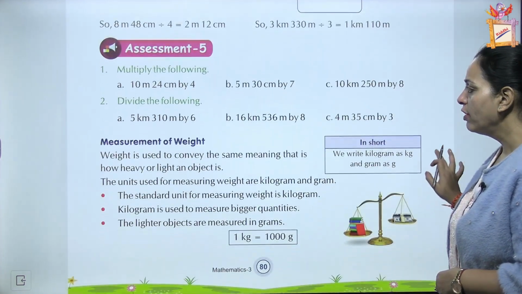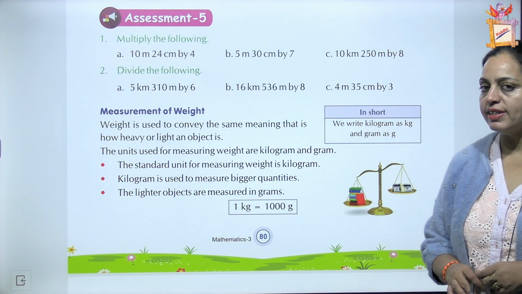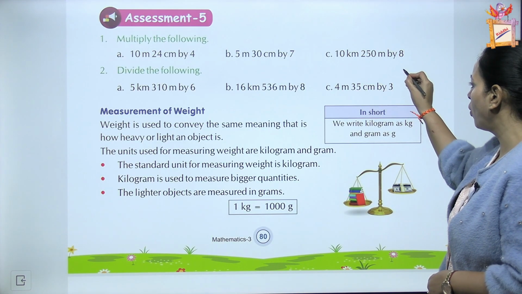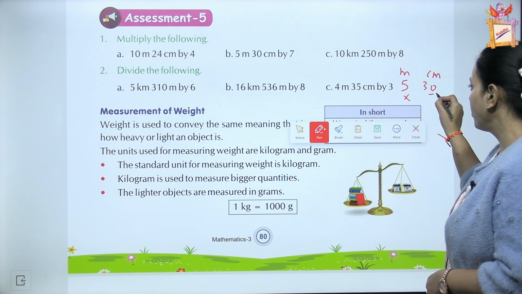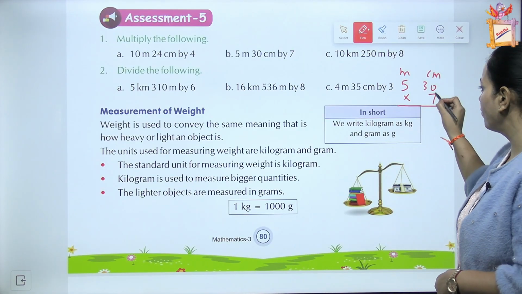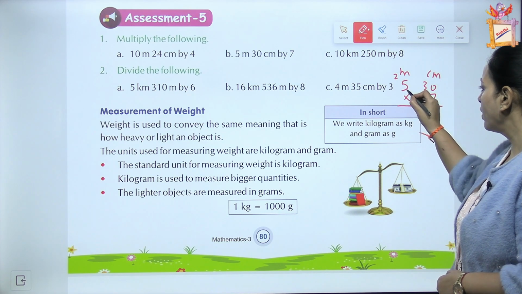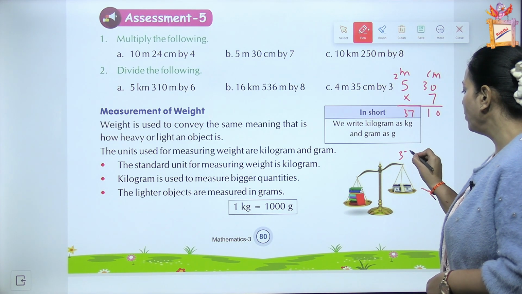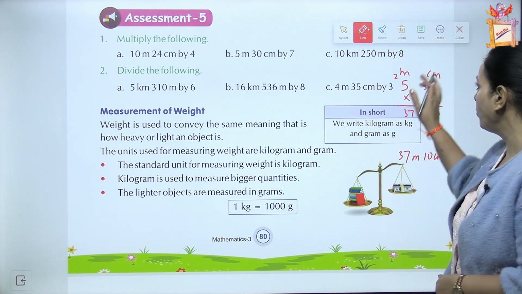Now assessment 5. The first one, multiply the following, like B part, 5 meter 30 centimeter by 7. So meter and centimeter column, 5 meter 30 multiply by 7. So how we can do? As we do in ordinary numbers, 7 zeros are 0, 7 threes are 21, 1 here, 2 carry, 7 fives are 35 and 2 is 37. So 37 meter 10 centimeter. Similarly, you can try remaining parts.